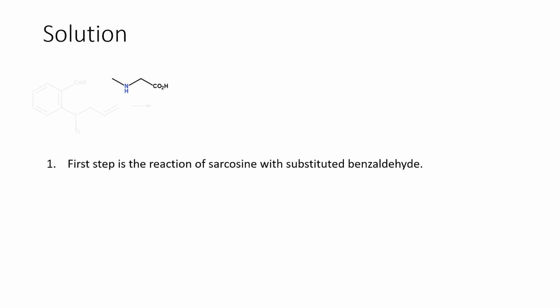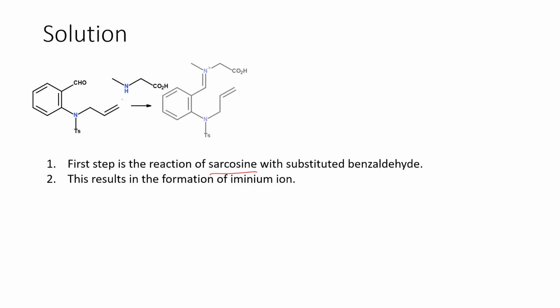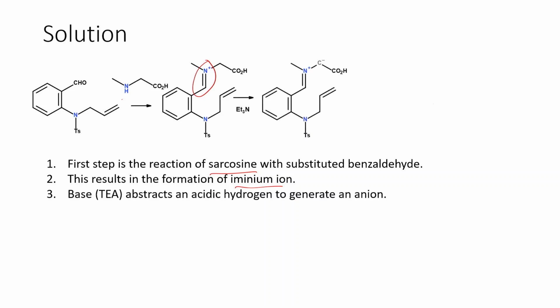So let us look at the starting material, which is the amino acid. This is nothing but N-methyl glycine, in other words, sarcosine. So this sarcosine reacts with an aldehyde. That is the first step, and this leads to the formation of an iminium ion. So this iminium ion is formed in the first step, and we have triethylamine which is used in the next step.